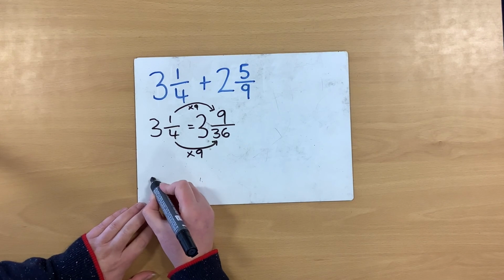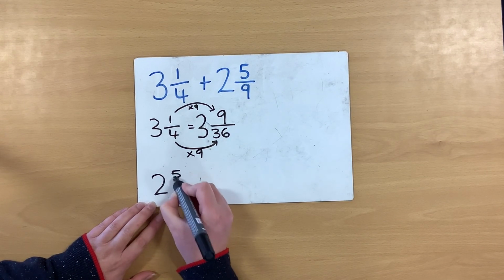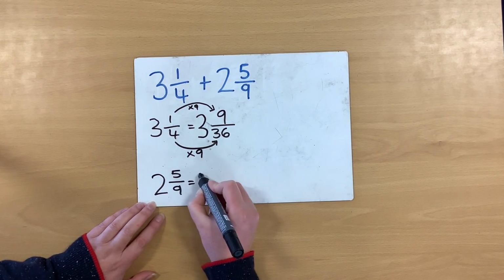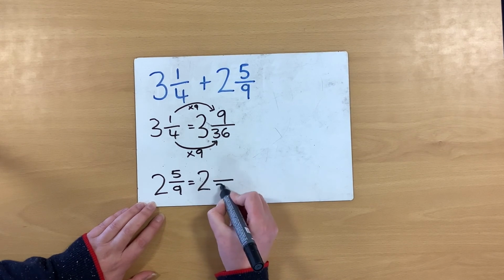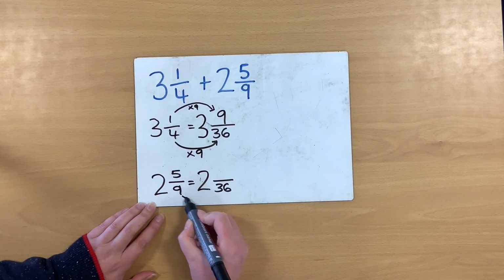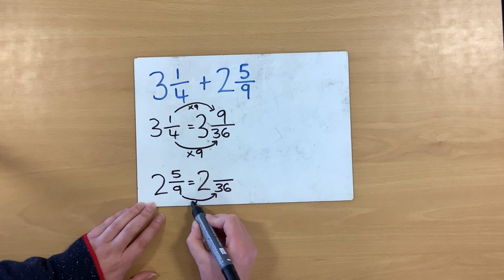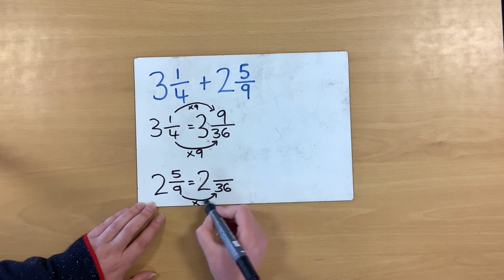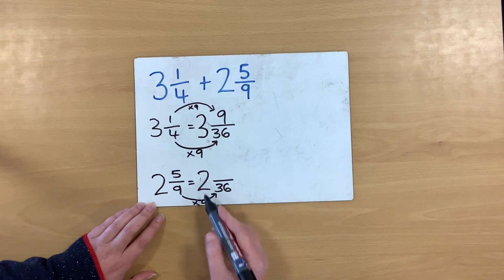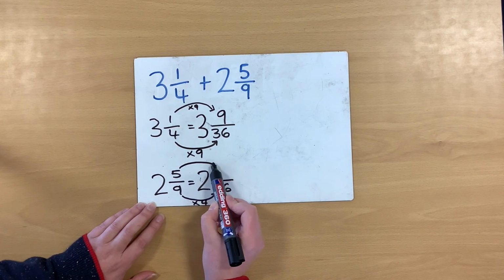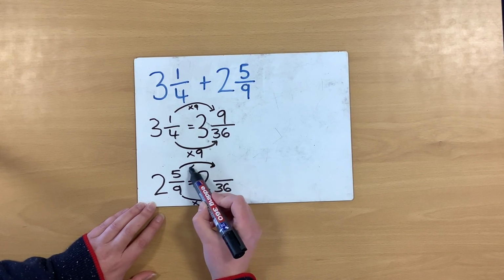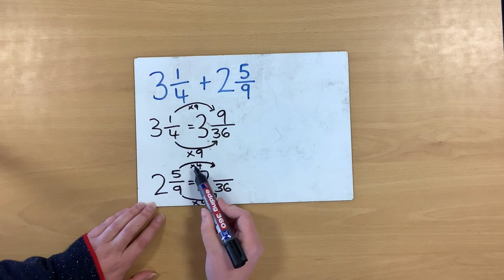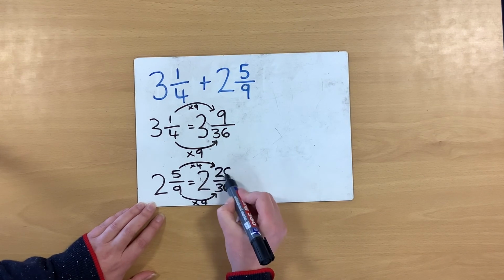Let's now convert 2 5/9 so that the denominator is 36. Let's have a think. What do I times 9 by to get 36? I times it by 4. Now that I've timesed the bottom, I need to times the top, and I'm going to times it by 4 again. 5 times 4 is 20.